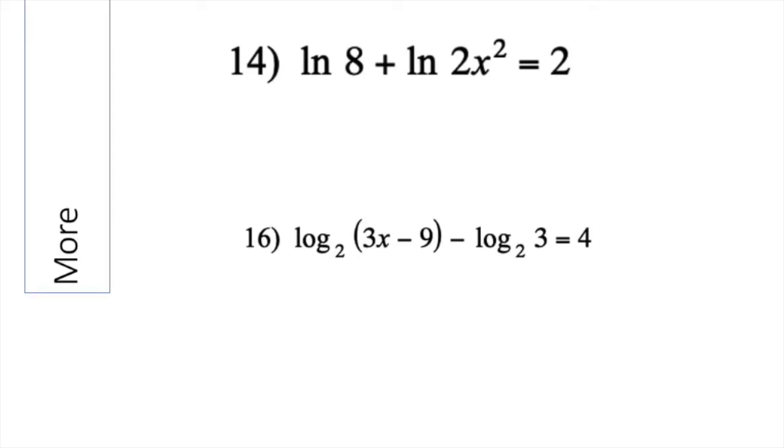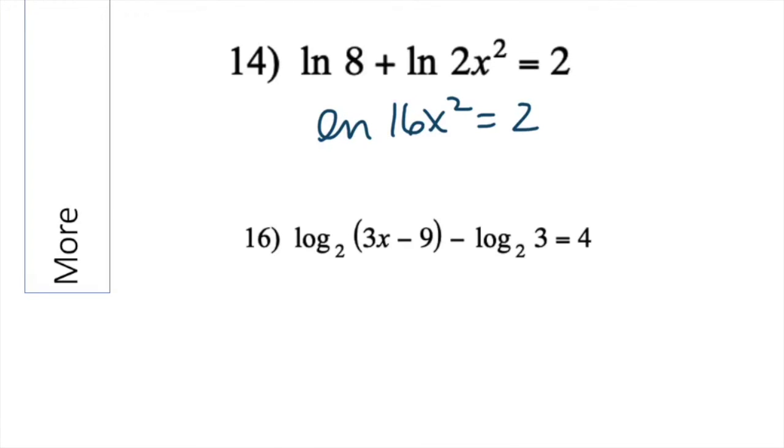Let's do another one. Number 14. How can I condense the left side? Cancel the ln's out? Well, not yet, because there's not an ln on the other side. Divide everything by 2? No. How can I condense them? Bring them together. Can you just put ln of 8 times 2x squared? Yes. So I'll have ln. Can I make the 8 and the 2 be a 16? Yeah. Okay. Equals 2.